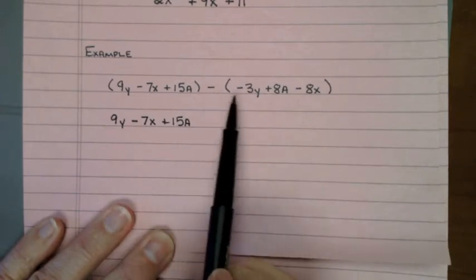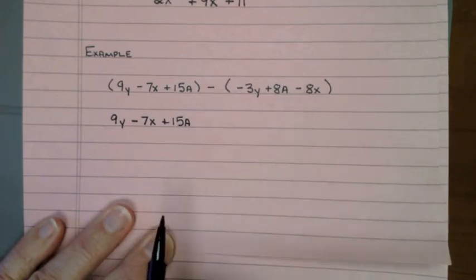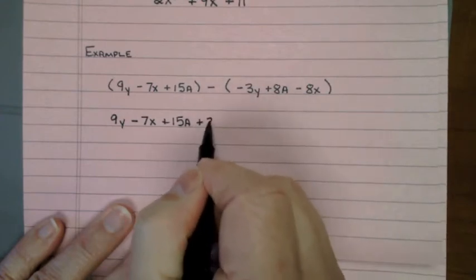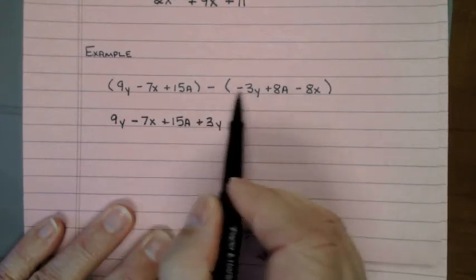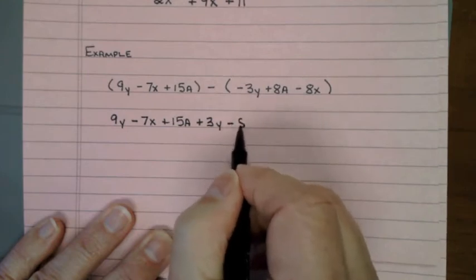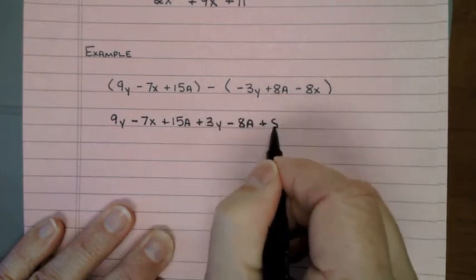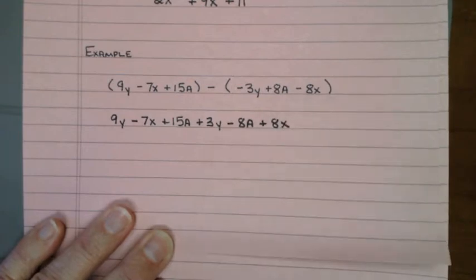This minus sign is going to start changing the sign of each one of these terms. A negative and a negative make a positive 3y. A negative and a positive make a negative 8a. A negative and a negative make a positive 8x. Then I start combining things together.